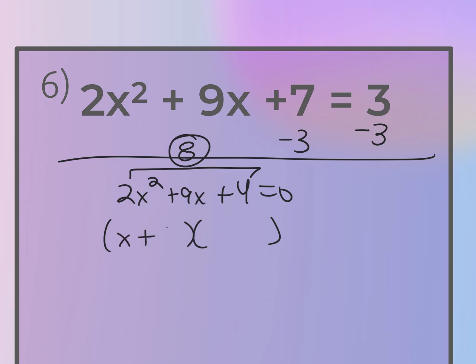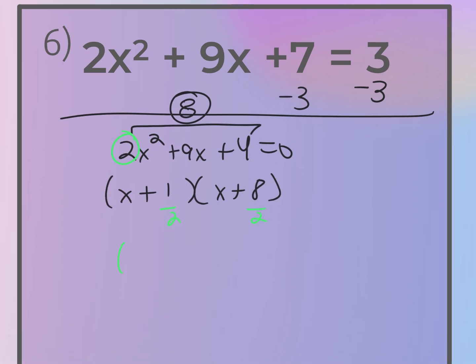So x plus 1, x plus 8. All right, my a term is not 1, so what do I do with that a term? Divide by 2. So over here I have 2x plus 1, and over here I have x plus 4, all equal to 0. Now what do I do with each little piece?